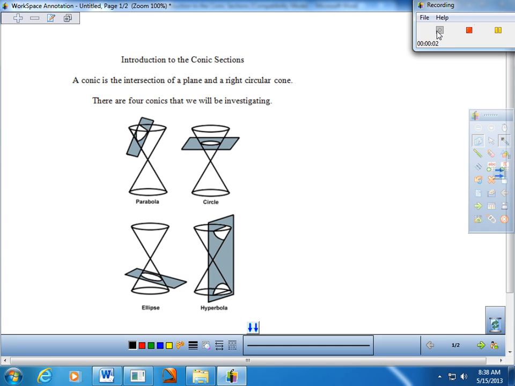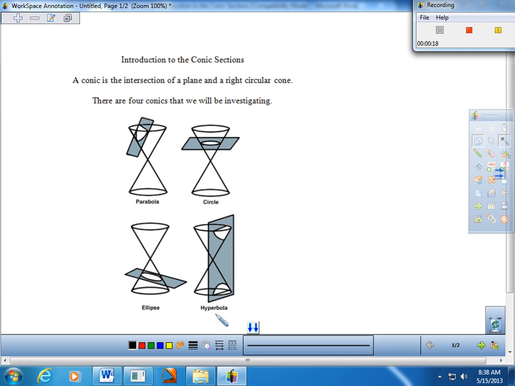Welcome! This notes worksheet represents a very quick introduction to our next unit, specifically the conic sections. I'll provide a very quick overview for you of what we'll be investigating over the next few weeks. And as you can see on your screen, there are 4 conic sections that we'll be taking a look at. The first one will be circle, second ellipse, third parabola, and fourth hyperbola.